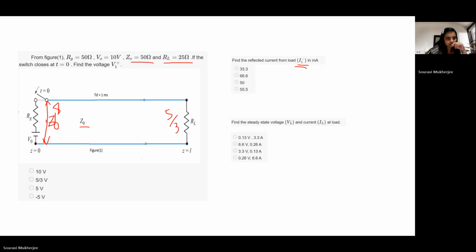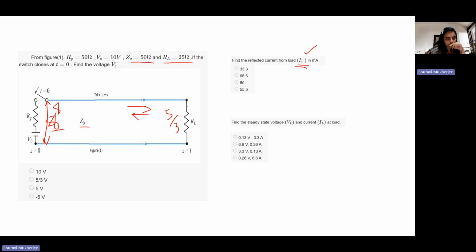And then the impedance at the source end, the characteristic impedance of your transmission line, is given as 50, right? So if you do V equal to IR, I is equal to 5 by 3 into 1 by 50, right? So that is 1 by 30, which will give you the value of I1 minus. Okay.